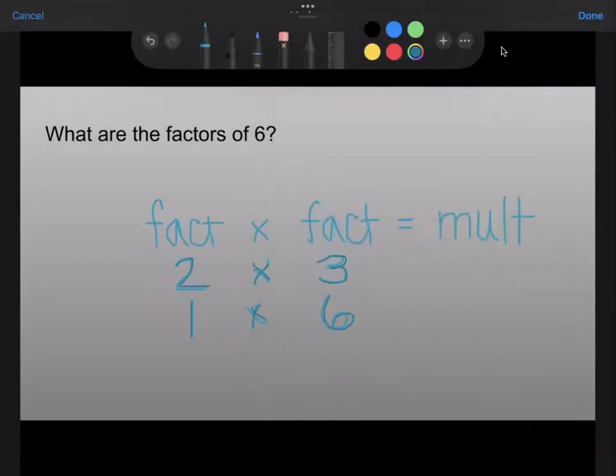So if I'm being asked what are the factors of 6, maybe I start by listing out these factor pairs like this, and then I come back up here and I just write them in a list. So I would write 1, 2, 3, and 6. And then some teachers want them in order from least to greatest, and for some it doesn't really matter. But this is how you would report back or submit your answer. What are the factors of 6? Well, 1, 2, 3, and 6 are all numbers that can be multiplied to get 6.